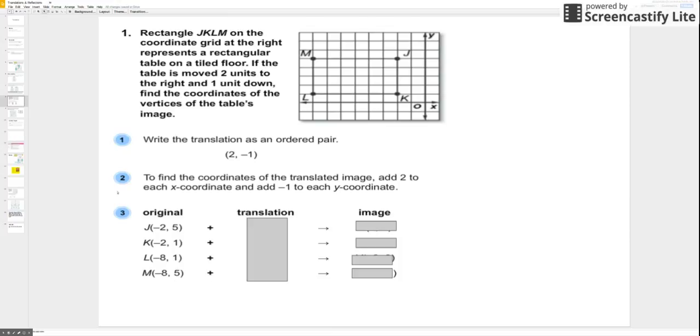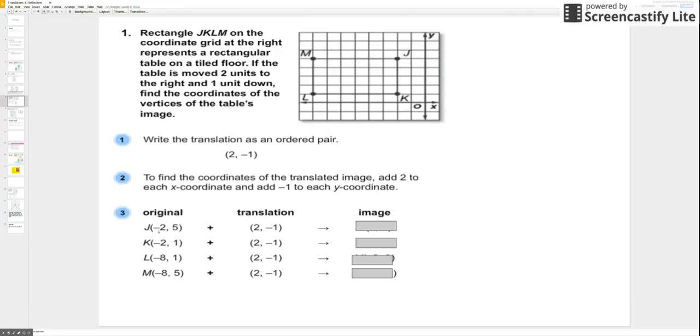Okay? Number 2, step 2. To find the coordinates of a translated image, add 2 to each x coordinate and add negative 1 to each y coordinate. Okay? Think about it. We're moving 2 to the right, so our x coordinates are affected by adding 2 to each of these. Okay? We're moving 1 down, so our y coordinates are going to be affected by adding a negative 1. Okay, so your translation is 2, negative 1 for each.